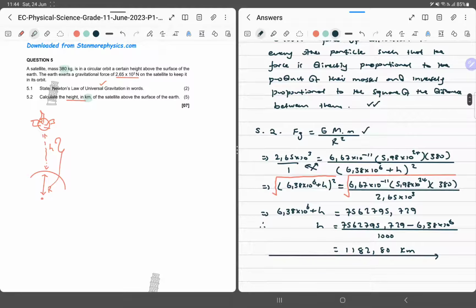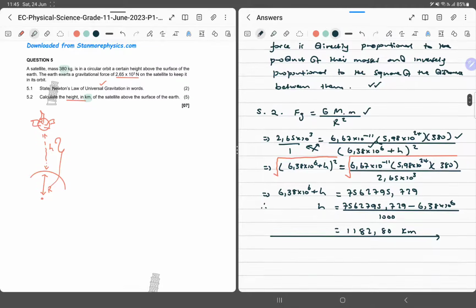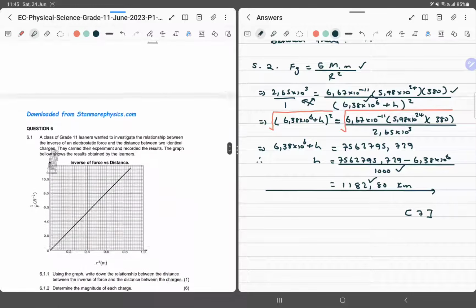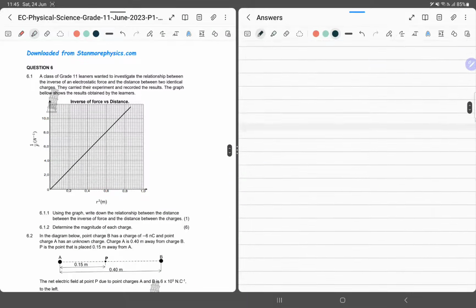Okay, formula. Great. Substitutions in general, but this one here, it's a calculation on its own. 3 marks. And this division by 1,000 is the 4th mark, and then the answer is the 5th mark. Okay, so we're taking these 7 marks with a big smile, and we move on. Okay, so let's get to question 6.